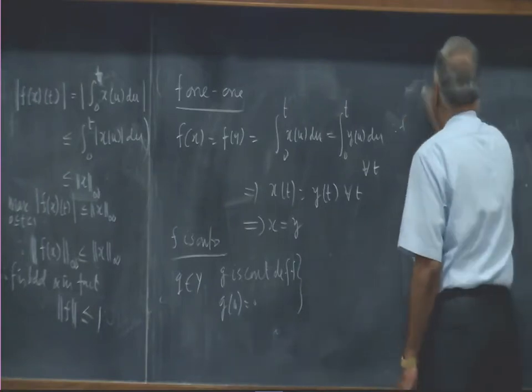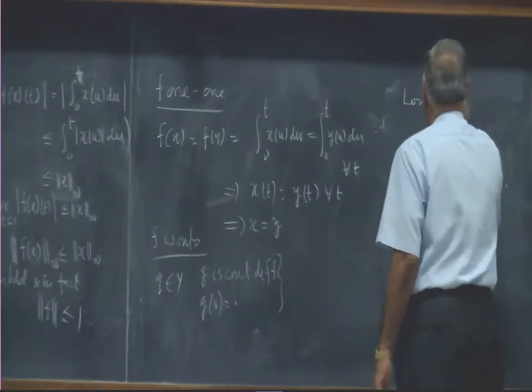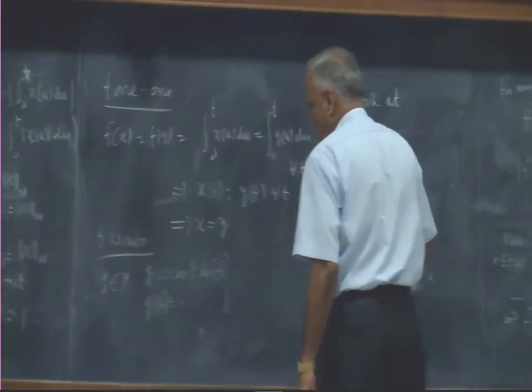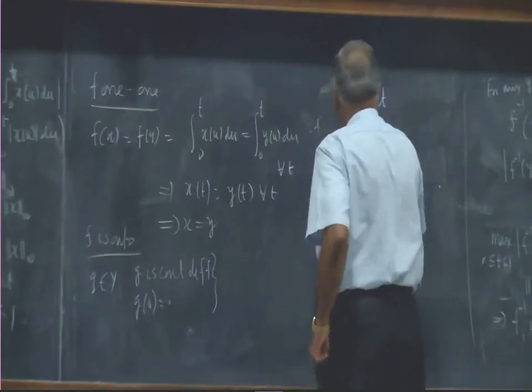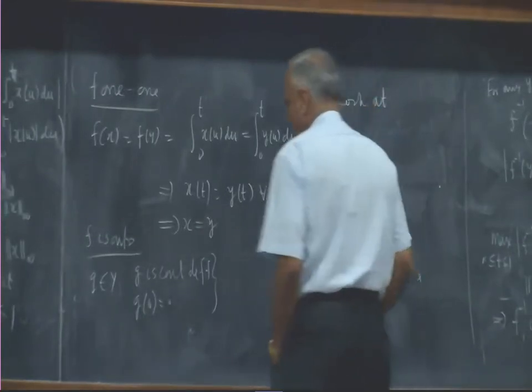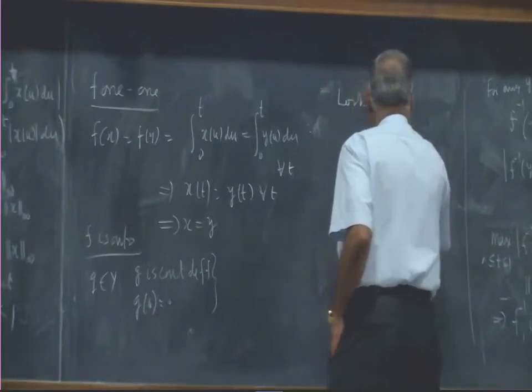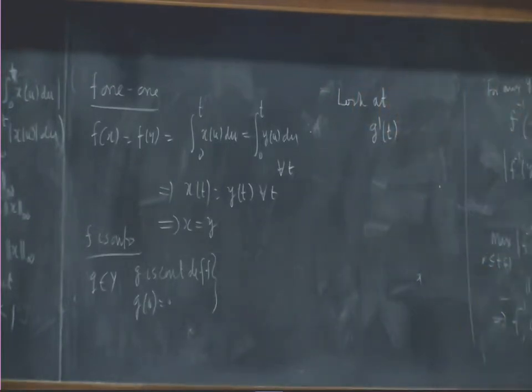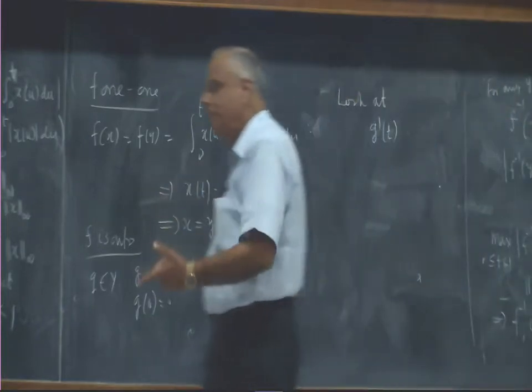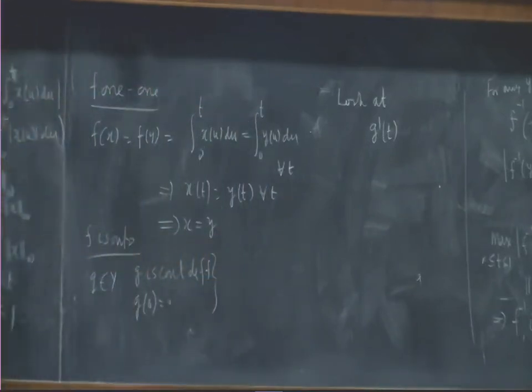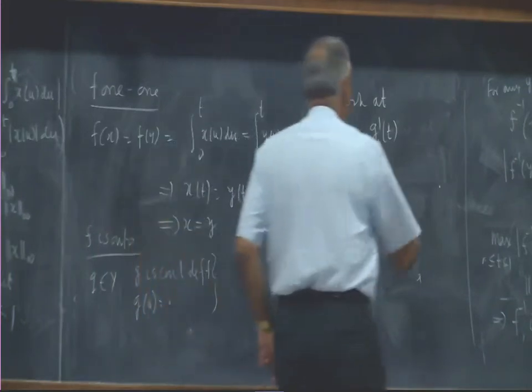Now look at g prime t. Can you talk about g prime t? I can, because g is a differentiable function. G is continuously differentiable, so its derivative must be a continuous function. So g prime t belongs to C[0,1].